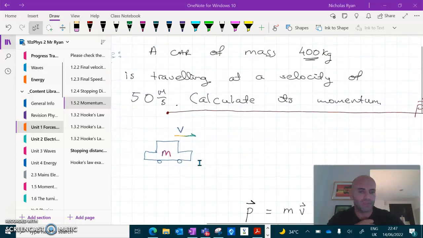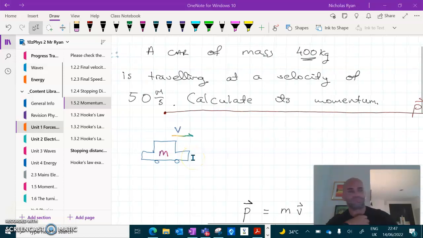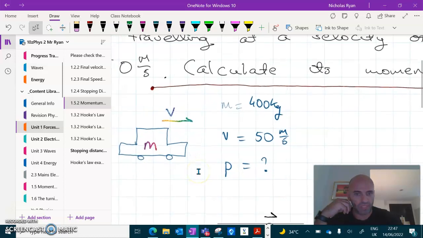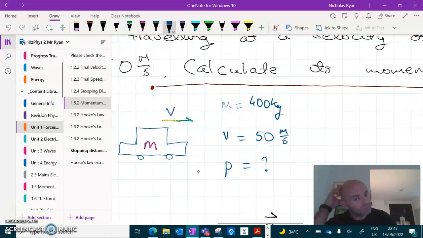All you're going to do is, number one, make your list as always. So the mass is 400 kilograms. The velocity is 50 meters per second. The momentum is unknown.